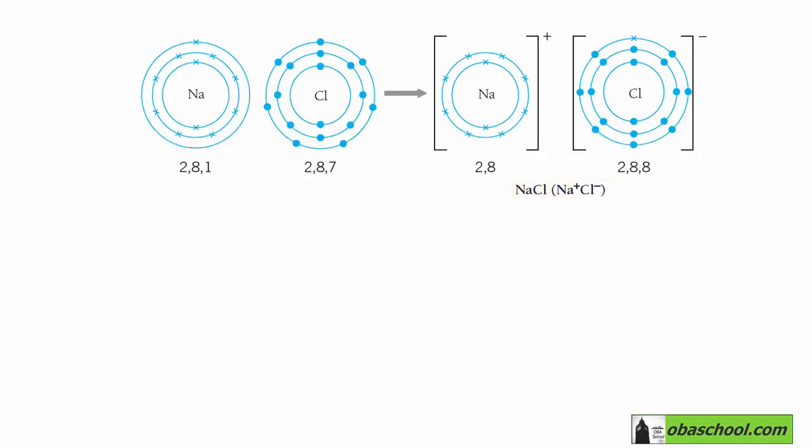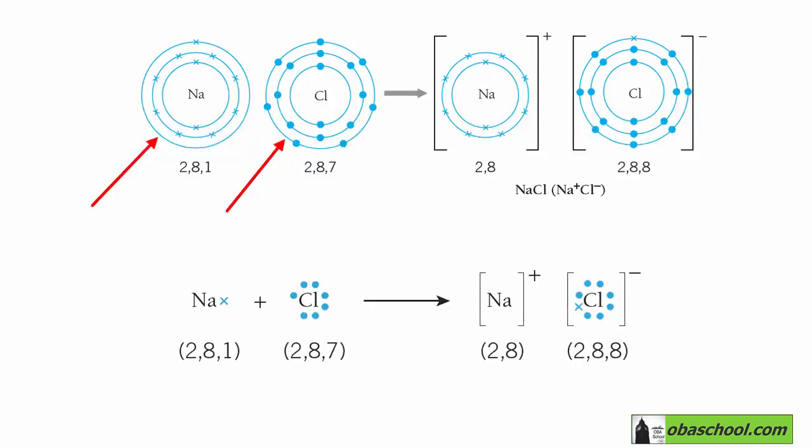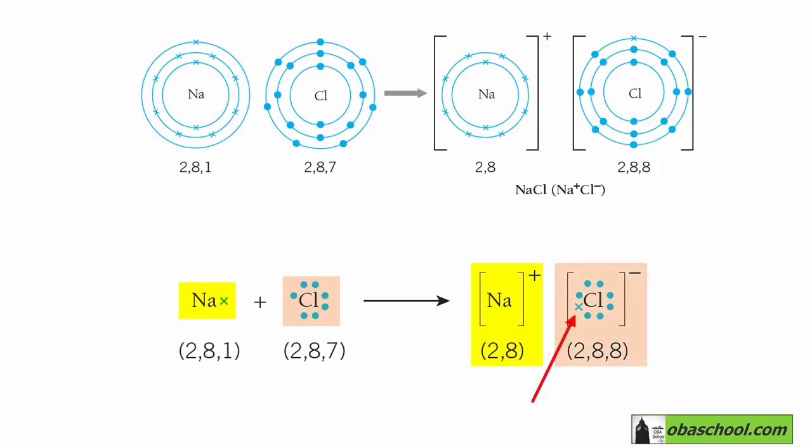Actually, we can also show this more simply by just showing the electrons in the outermost shell. So sodium has only one electron, which will be represented by a cross, whereas chlorine has 7 electrons represented as dots. When sodium loses this electron, it will become an ion, Na+. Notice the charge over here. And chlorine will gain one electron to become Cl-. This is the electron gained from sodium. So this is known as a dot and cross diagram.